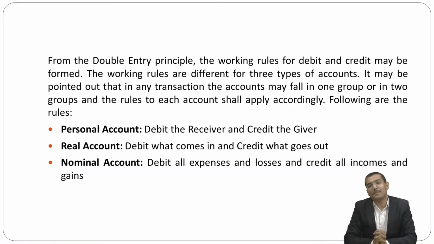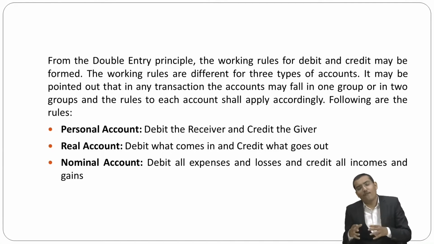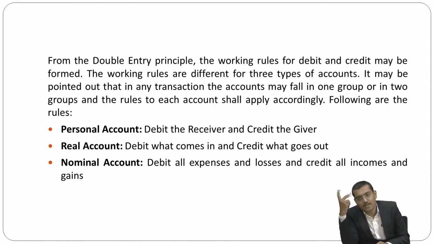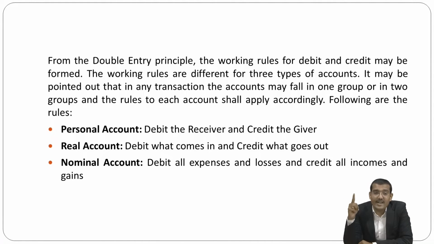From the double entry principle, my dear friends, the working rules of debit and credit may be formed. And the working rules are different for three types of accounts. It may be pointed out that a transaction may fall in one group or in two groups, and the rules of each account shall apply accordingly. So these are three rules, that is personal, real and nominal accounts. The personal, again I am repeating, debit the receiver, credit the giver. Then in real, debit what comes in, credit what goes out. And in nominal, debit all expenses and losses and credit all income and gains.